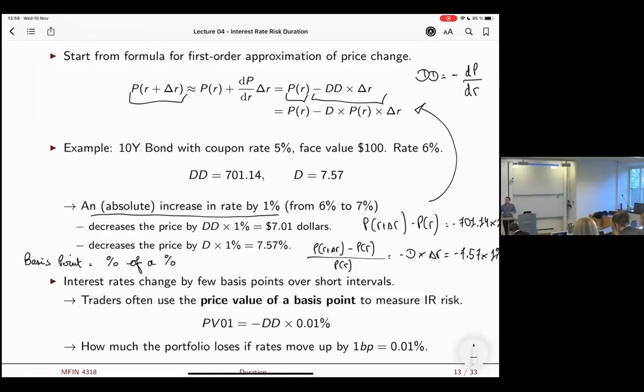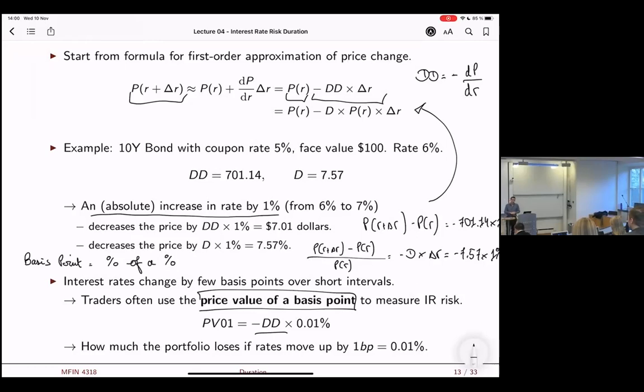right? So if you want, it's a 1/10,000th. But what we talk about is basis point. So the idea here is that typically the rate will not move from 6 to 7%. It will move from 6 to, let's say, 6.10%. And that's a change of 10 basis points. So that's the way people think about changing rates. Basically they want to have this notion of how much the price changed by 1 basis point. So what they compute is called the price value of a basis point, which is simply you take the dollar duration, because here we want the absolute price change, and you multiply it by this percent of a percent. The question you answer is how much the portfolio loses if rates move by this 1 basis point, which is a percent of a percent.